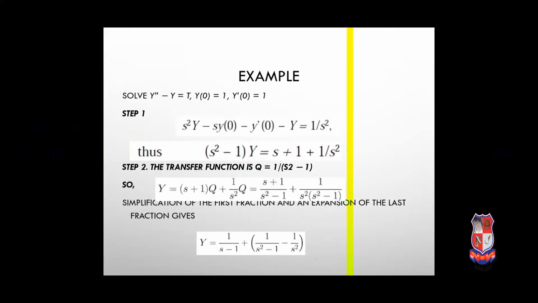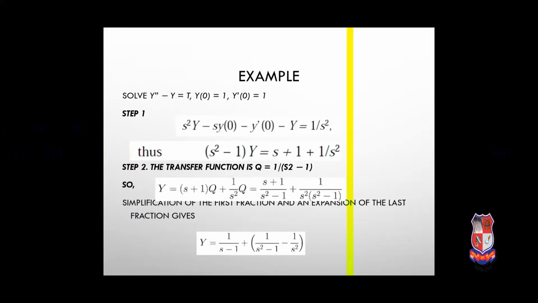solve y double dash minus y is equal to t, y of 0 is equal to 1 and y dash 0 is equal to 1. The y dash means first order derivative. Step 1, we have to find the subsidiary equation. s square Y minus s of y0 minus y dash 0 minus Y is equal to 1 upon s square. Thus, here Y common, then (s square minus 1) Y is equal to s plus 1 plus 1 upon s square.